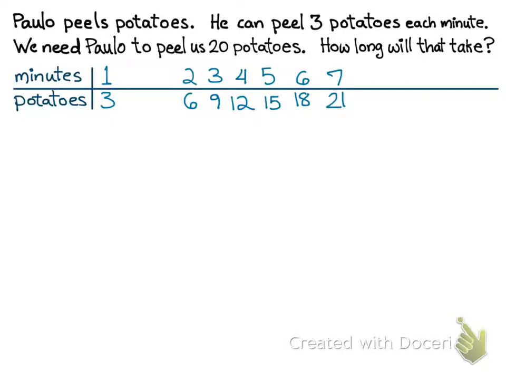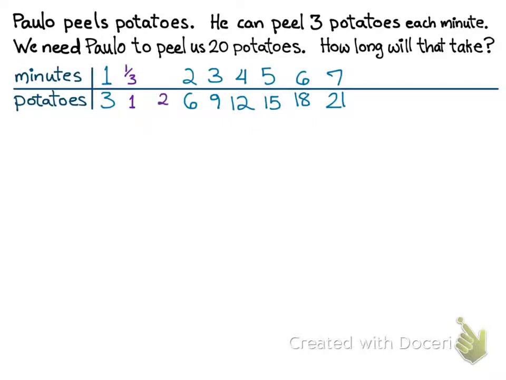And now I've overshot it. 21 is more than 20, so I know my answer needs to be somewhere between 6 and 7 minutes. To find that, I'm going to figure out how long it takes to peel 1 potato. And I said that was 20 seconds, which is the same as 1/3 of a minute.